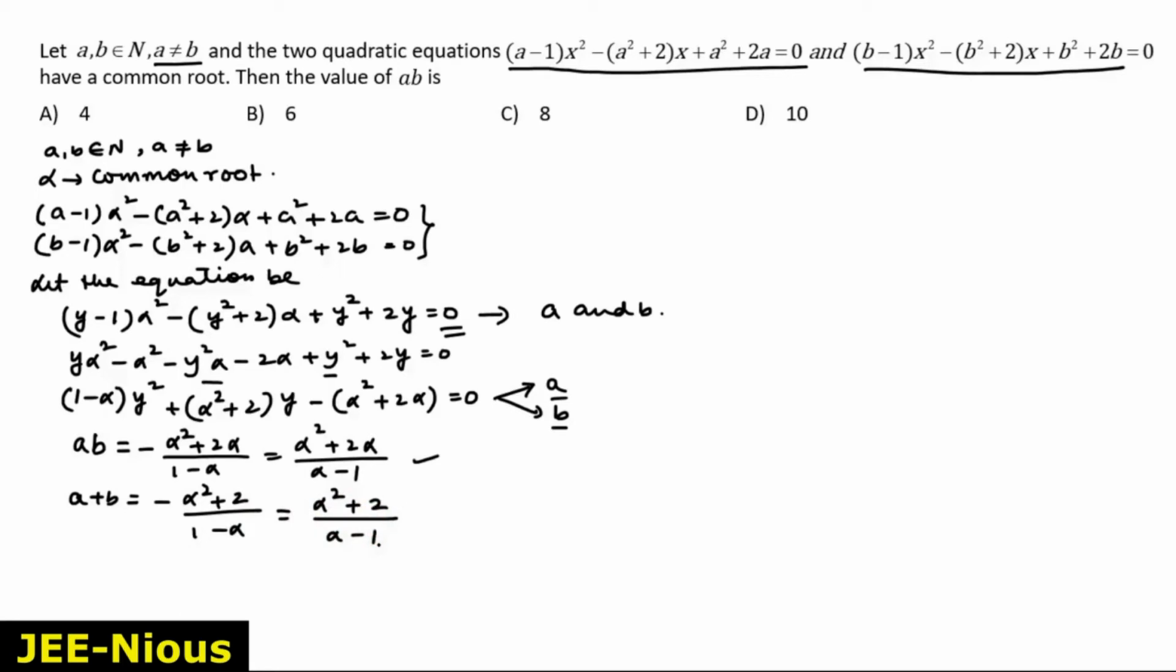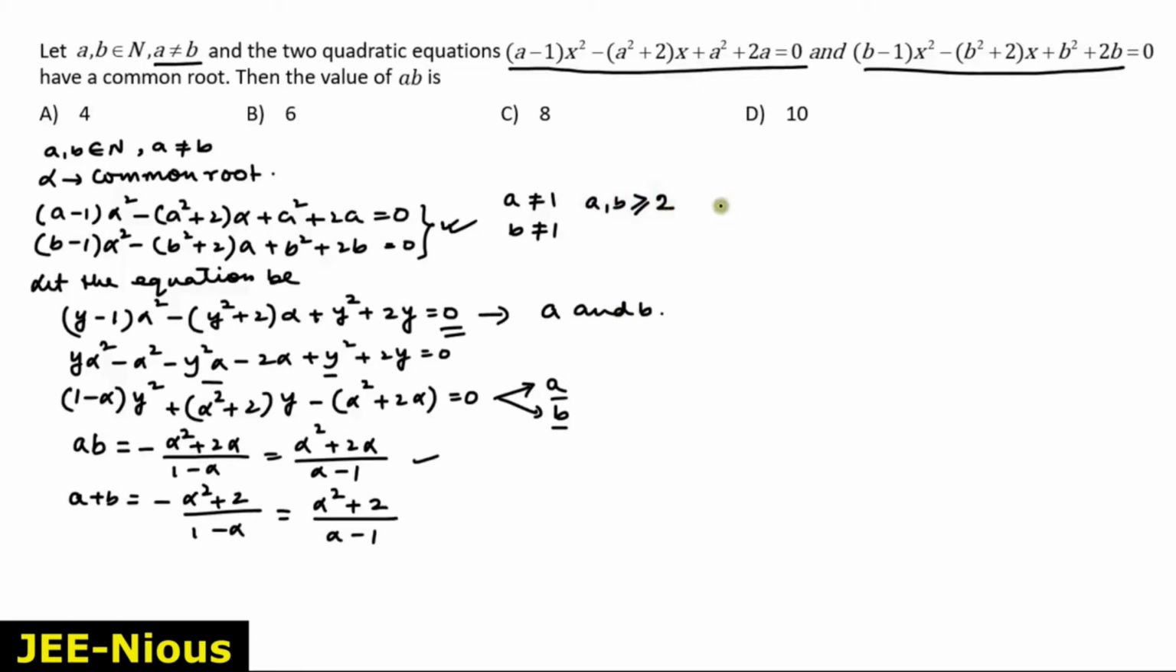Is it clear? Now observe carefully, in this case, since a and b are two natural numbers, and it is a quadratic equation, therefore a cannot be equal to 1, and at the same time b cannot be equal to 1. Because if a is 1 or b is 1, it no more remains a quadratic equation, it will become a linear equation. And as a, b belong to natural numbers, therefore a and b will take the values 2 onwards.